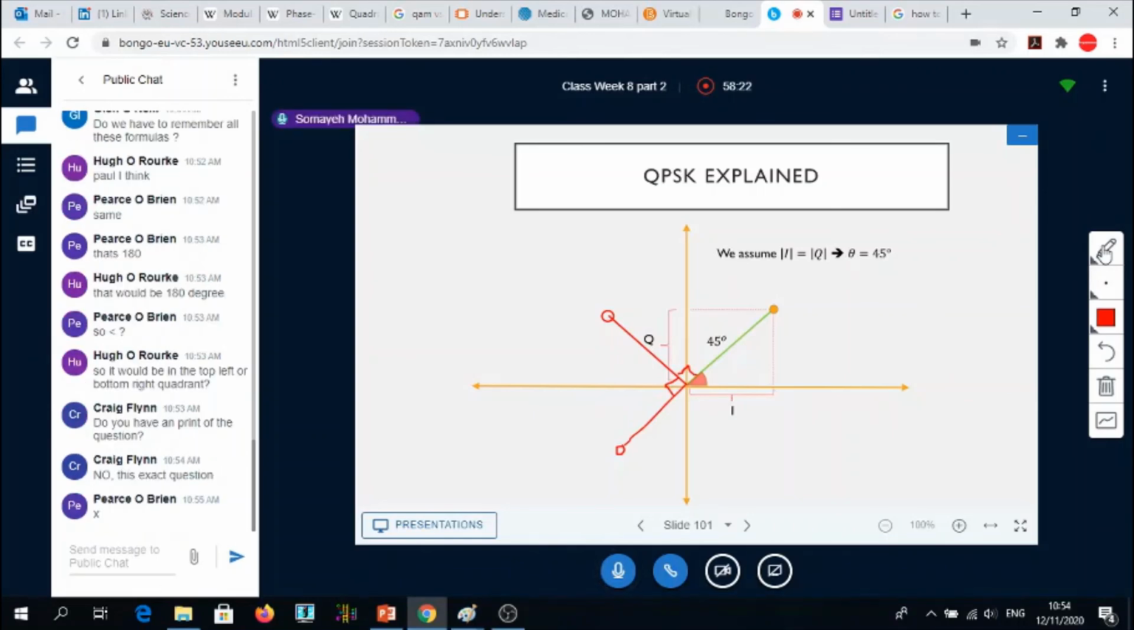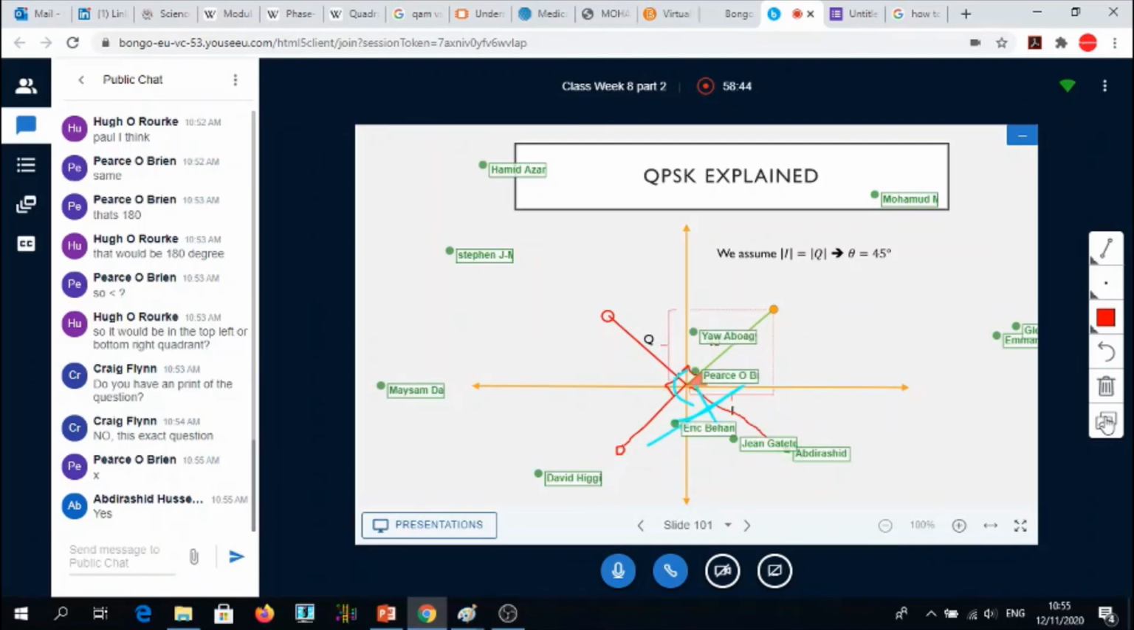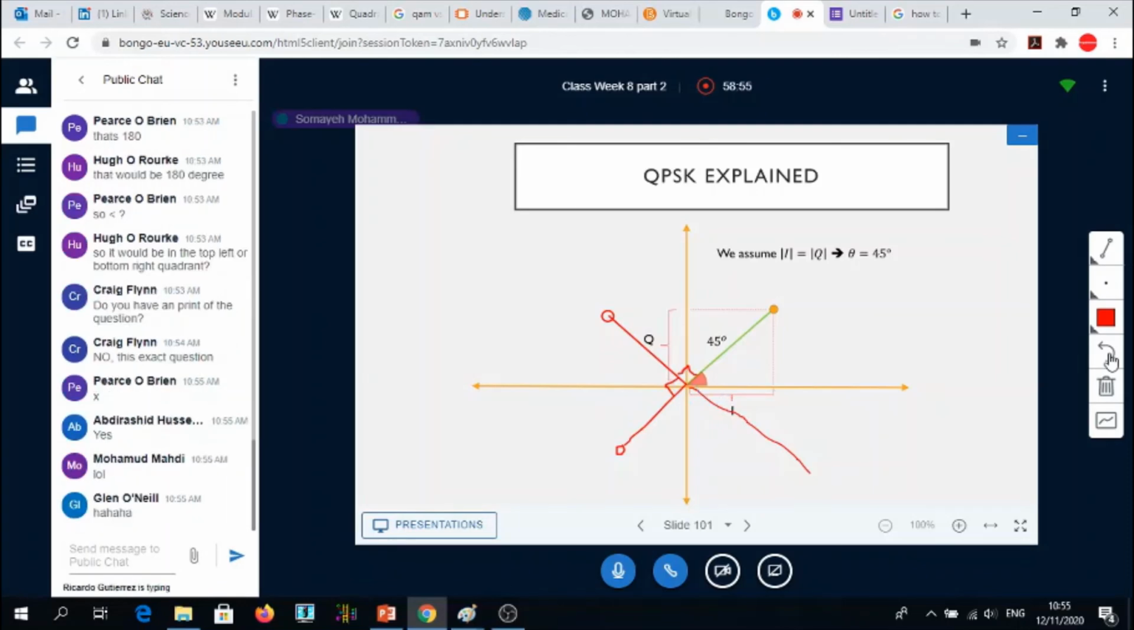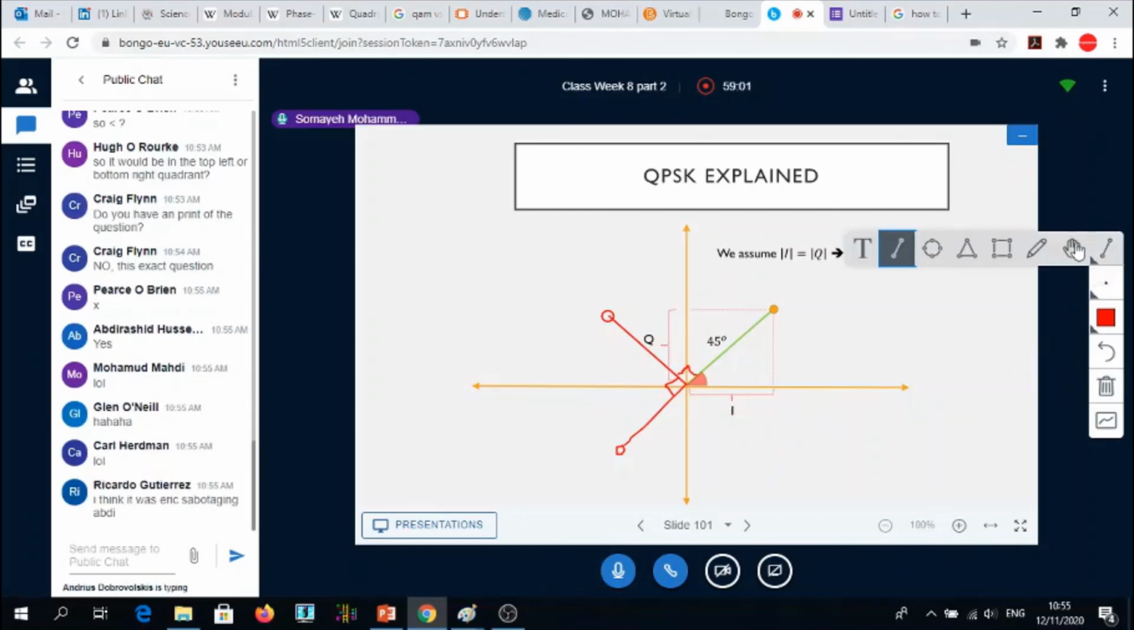Any volunteer? So if I keep going, Abdul Rashid, do you want to take the marker? Okay, the whiteboard is open. Abdul Rashid, go ahead. All right, that didn't work. Yeah, it would look like something like that.